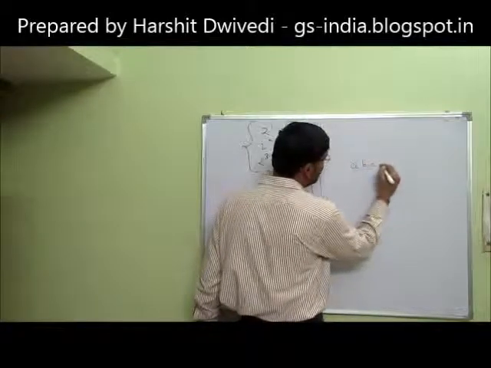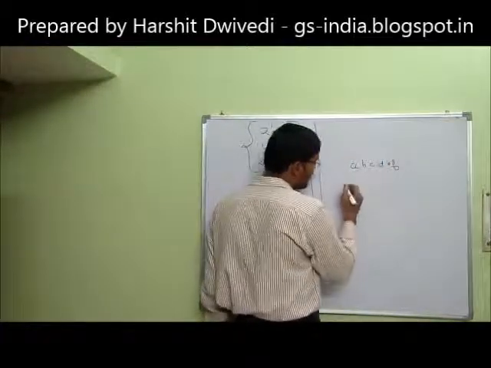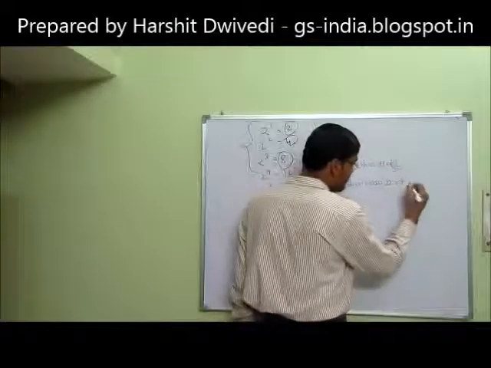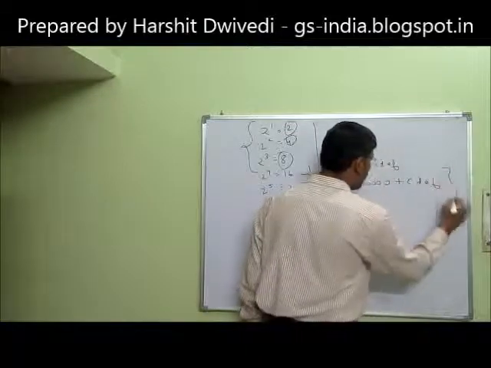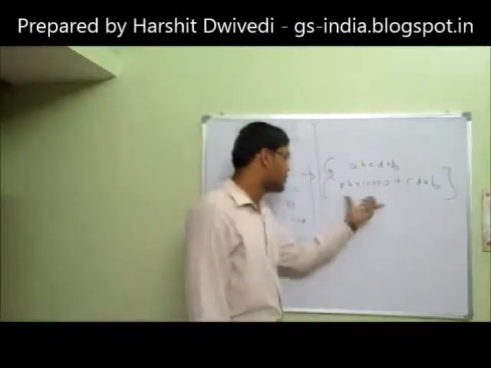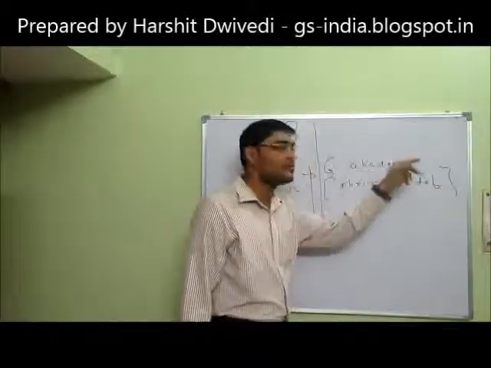Suppose A, B, C, D, E, F. This is a 6-digit number. I can write this number as AB into 10,000 plus CDEF. I hope that writing in this manner is a bit clear to you now. If you multiply AB into 10,000 and add CDEF, you are going to get this number.